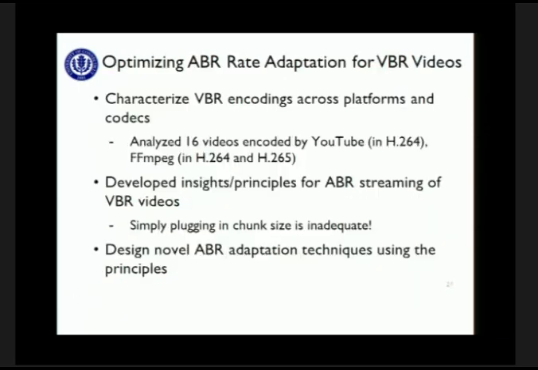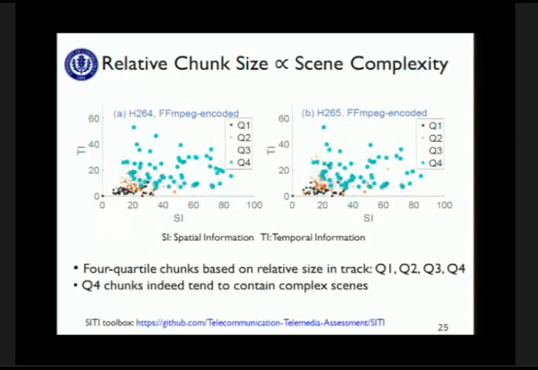All right, so one of the things that we did was, what is the difference between the CBR and the VBR? So we analyzed lots of different videos encoded by YouTube, and FFmpeg, which is an open source way of encoding videos in H264 and 265. And what we wanted is to understand what exactly is going on with VBR videos. What is the difference between VBR and CBR? And can we come up with some principles for designing adaptation logic for VBR?